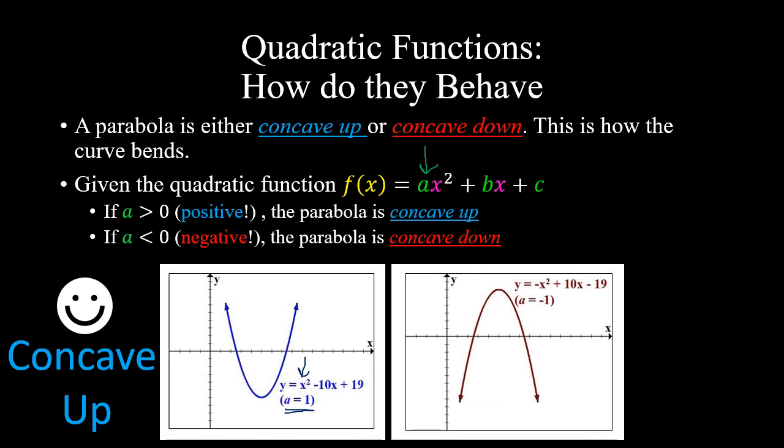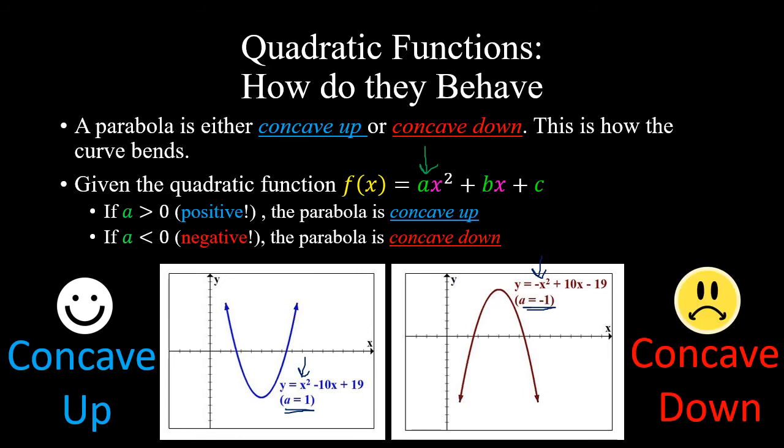All right, so here we have the function y equals negative x squared plus 10x minus 19. And of course, our a is negative 1. So our parabola is concave down like a frown. Just like when we were talking about linear functions, if our slope was positive, then our line was increasing. And if our slope was negative, our line was decreasing. Well, for quadratic functions, if that a coefficient is positive, your parabola is concave up. And if that a coefficient is negative, your parabola is concave down. Okay?